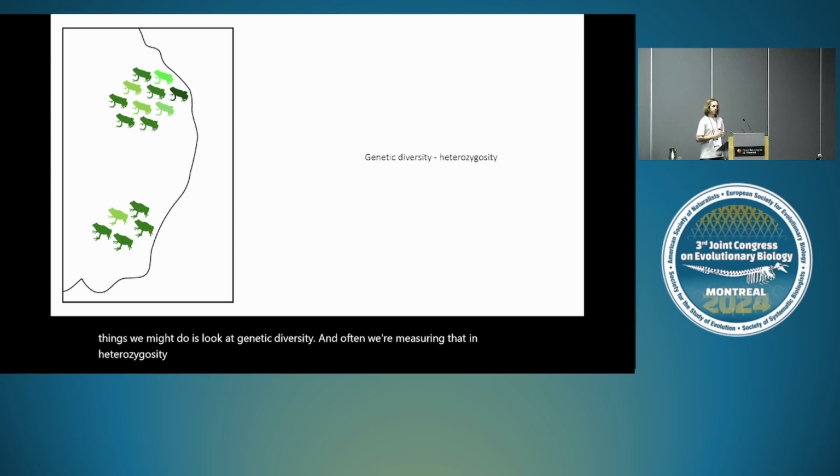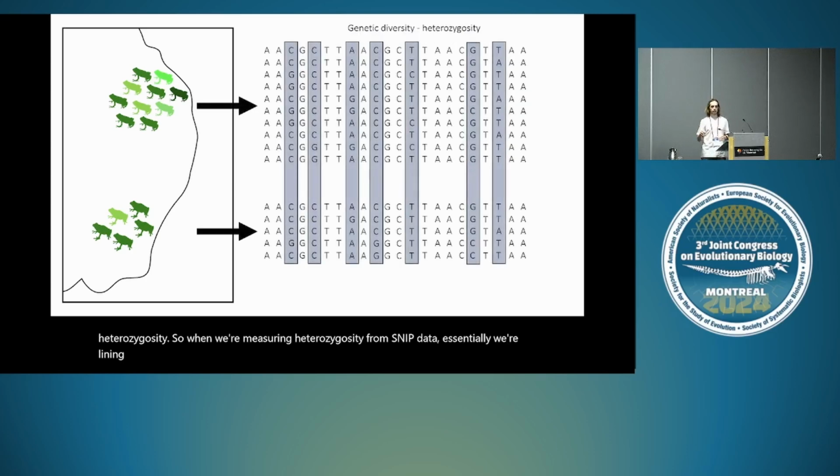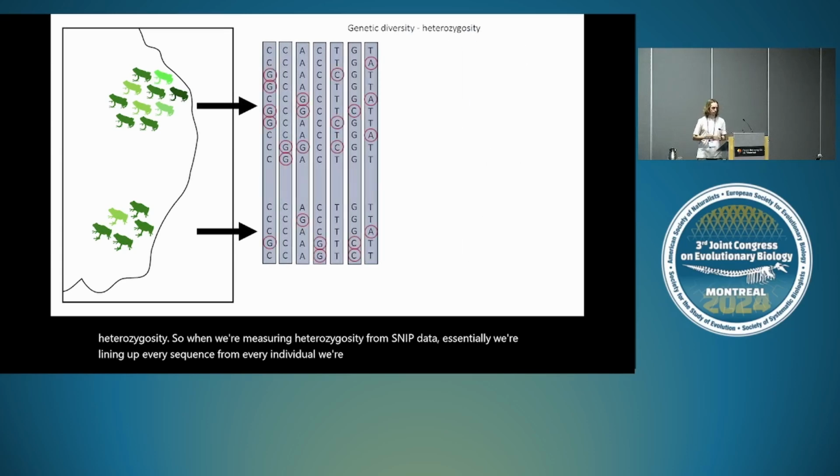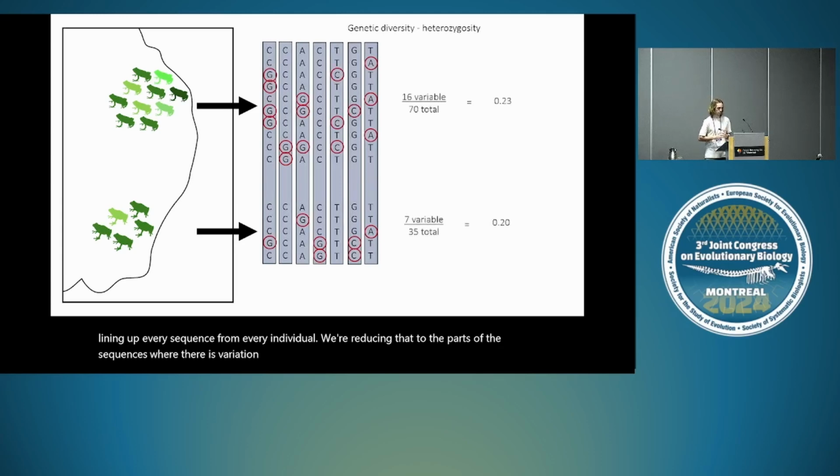So when we're measuring heterozygosity from SNP data, essentially we're lining up every sequence from every individual. We're reducing that to the parts of the sequences where there is variation, and essentially we're just measuring what proportion of variation there is within that population. So for every population we're interested in, we get a number, and the higher that number is, the more diverse that population is. Easy.